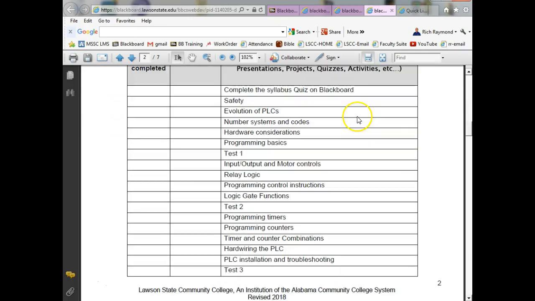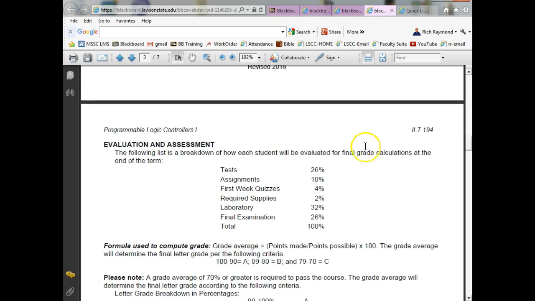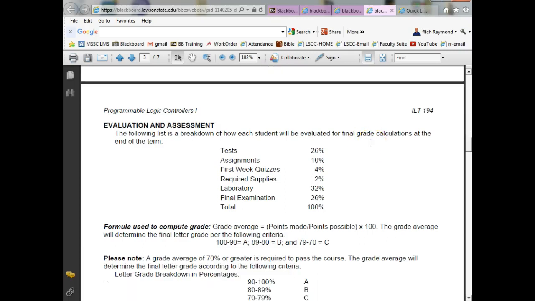Blackboard, this is what we're going to do in the course. Everything else is the same, except the scale. Here we don't do class discussions. So 26% tests, 10% assignments, 4% quizzes, first week quizzes, having the required supplies, 32% laboratory, final exam 26. By the way, at Lawson State, to get a degree or an award, you've got to have at least a C average.